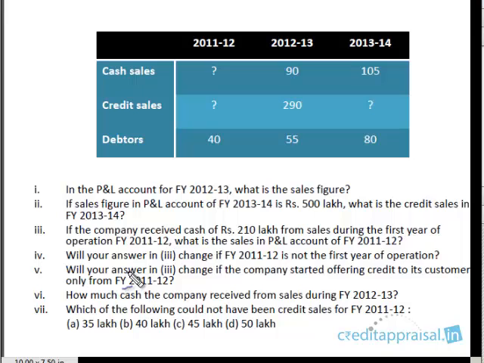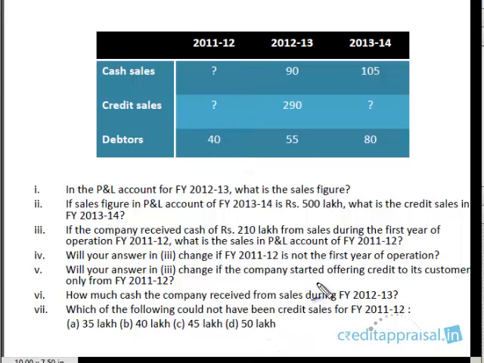The last question is a bit tricky actually. Let us see how many of you can answer. Which of the following could not have been the credit sales of year 2011-12? For the year 2011-12, we don't know the breakup of cash sales and credit sales. We don't know what the sales are. We don't know any information. The only information we know is the debtors. So the question is, which of the following could not have been the credit sales?